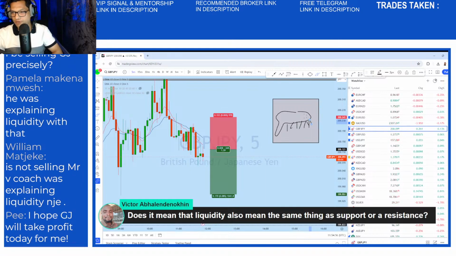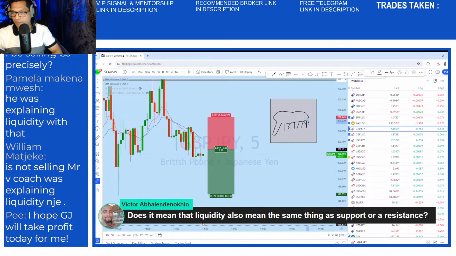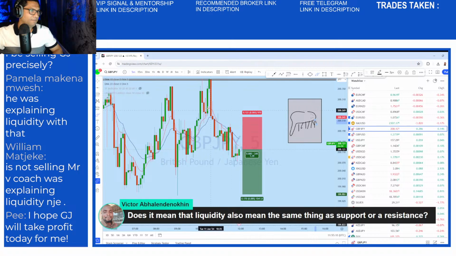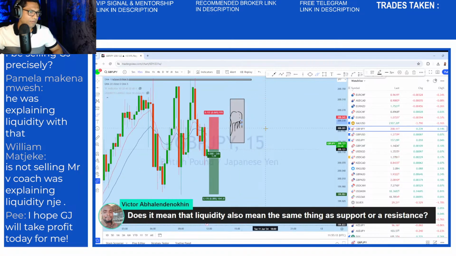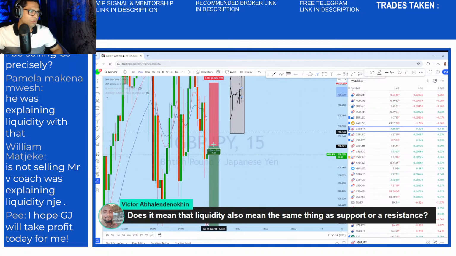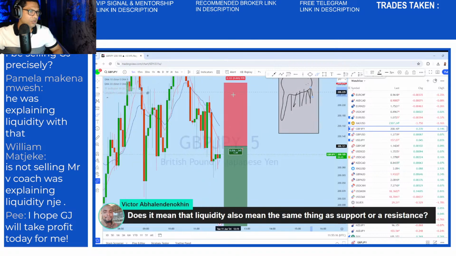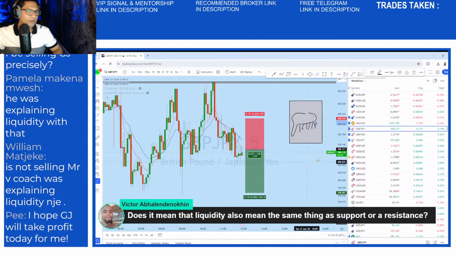That is probability. I hope JJ will take profit today for me. JJ will not take profit for you. You need to take profit if it drops down or set a TP target. So here is what we are expecting. The market, it's the 15 minutes. We want to see it dropping in that 2-week fill. So far, the price action is bearish.